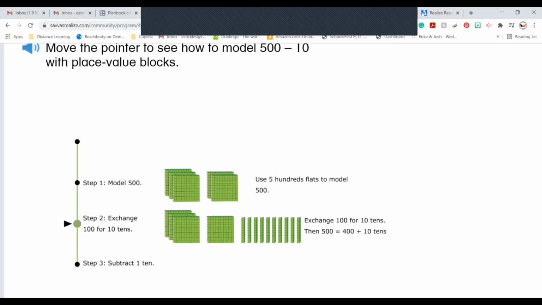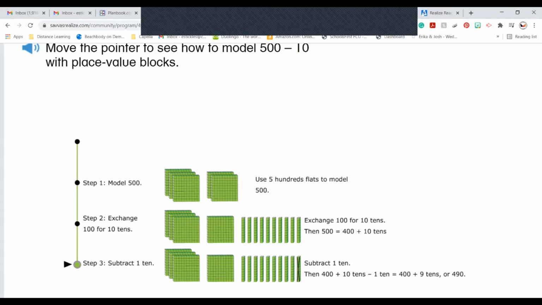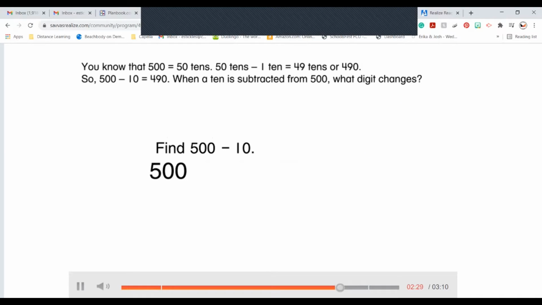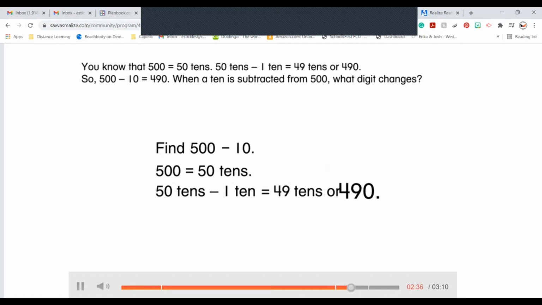So see how we have 1 less 100, but we also have 10 tens. So it's still 500. But that means that 500 equals 400 plus 10 tens. Finally, we have to subtract 10. So 400 plus 10 tens minus 1 ten equals 400 plus 9 tens, or 490. You know that 500 equals 50 tens. 50 tens minus 1 ten equals 49 tens, or 490. So 500 minus 10 equals 490.